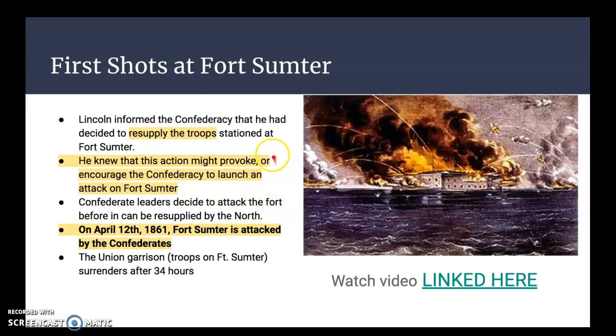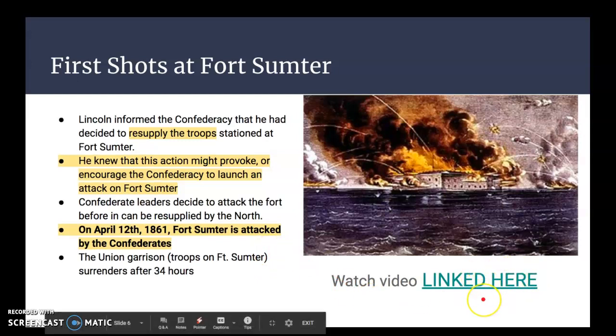Lincoln, it's important to know, was looking for the South to fire the first shot. That would look better for him. That would give them some type of moral high ground if they did not fire the first shot, especially since they were dealing with an enemy that was much smaller than they were. The South was convinced, or maybe tricked or something, into firing the first shot of the Civil War. There's a video right here about Fort Sumter, a few minutes long. I want you to take a look at that.